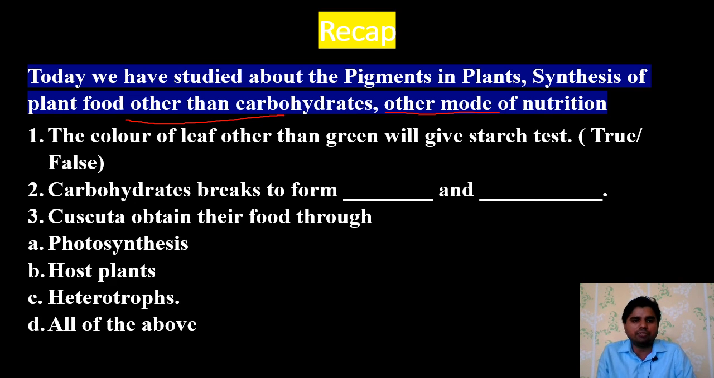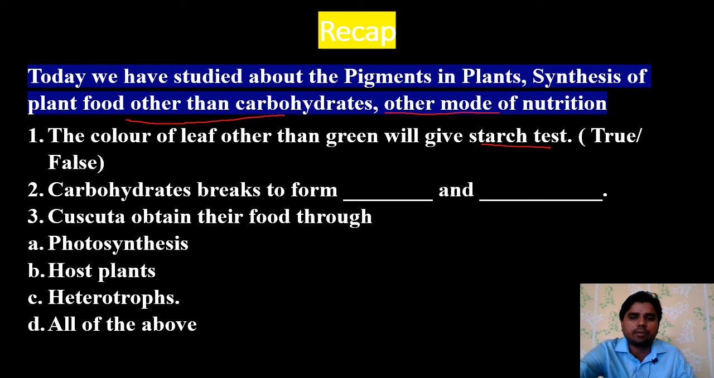The color of a leaf other than green will give a starch test. Is it true or false? Carbohydrate breaks to form dash and dash. Cuscuta obtains its food through photosynthesis, host plant, heterotroph, or all of the above. What can be your answer, students, in the first one? The color of a leaf other than green will give a starch test. Is it true or false, students? What can you say about this?